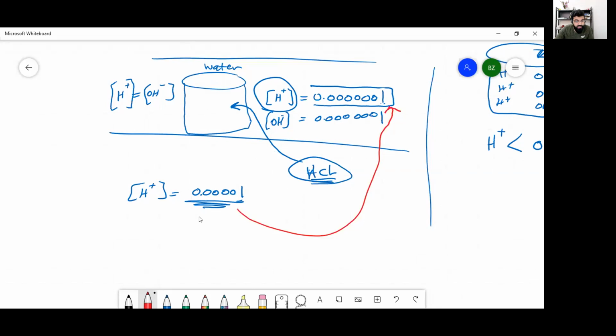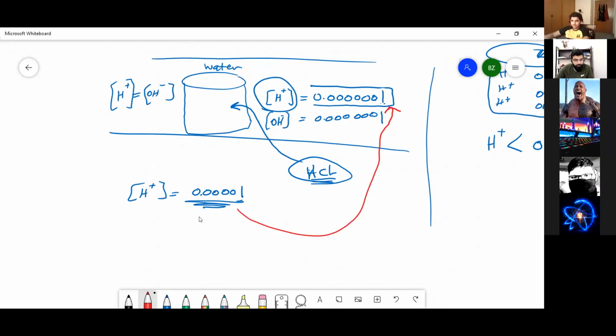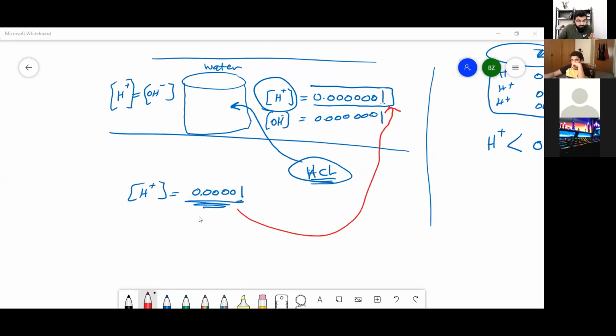Yes, Tijan. So water with HCl, it's a solution now. Now we say a solution of HCl and water will be acidic or basic? It will be acidic. So as the concentration of H plus increases or becomes greater, it's acidic.